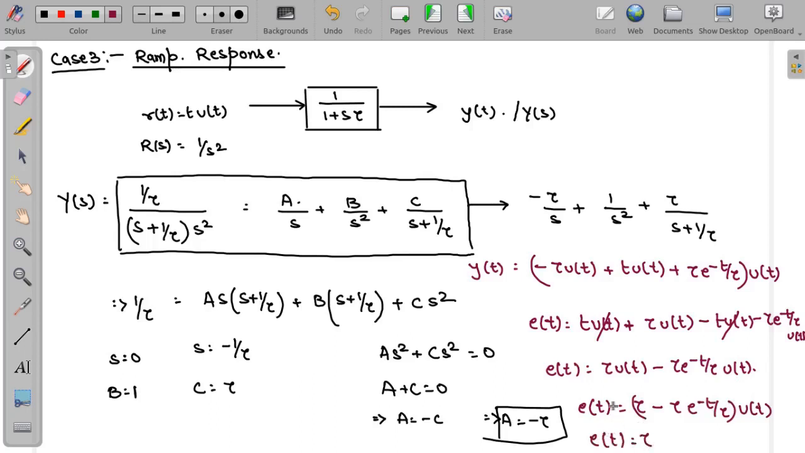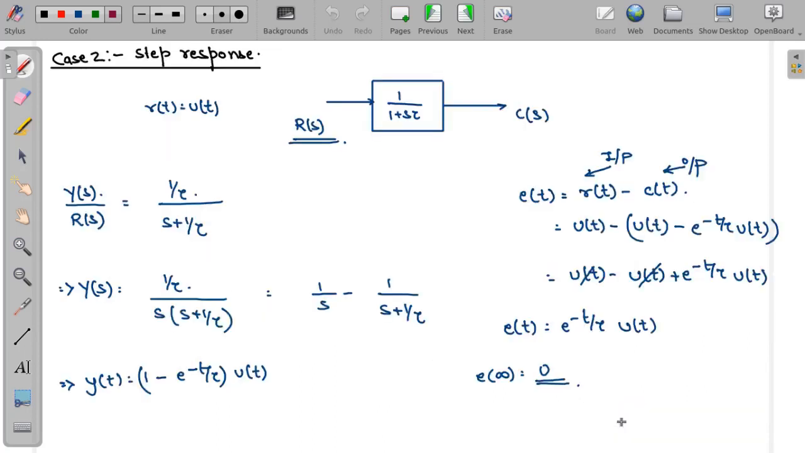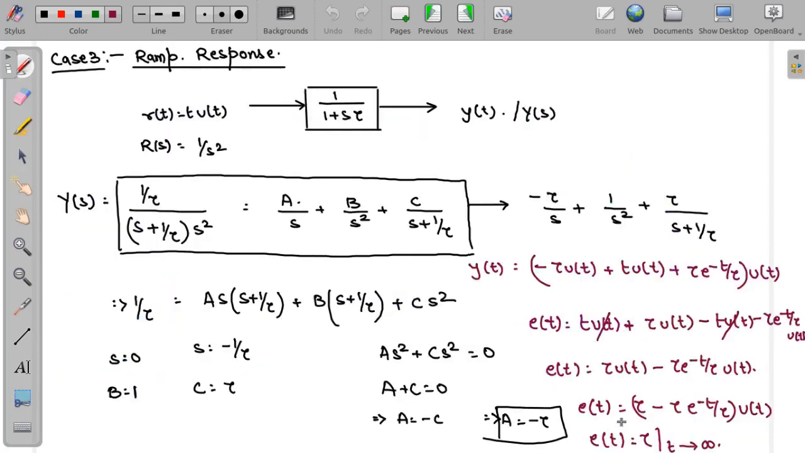So even at steady state there will be a finite value of error. Never in your ramp response for a first order system will your input be equal to output. Only when you have a step input, at that time your input will become equal to output. We have seen that in the last case. But in ramp we won't have that, because there will be a finite amount of error in your ramp response.